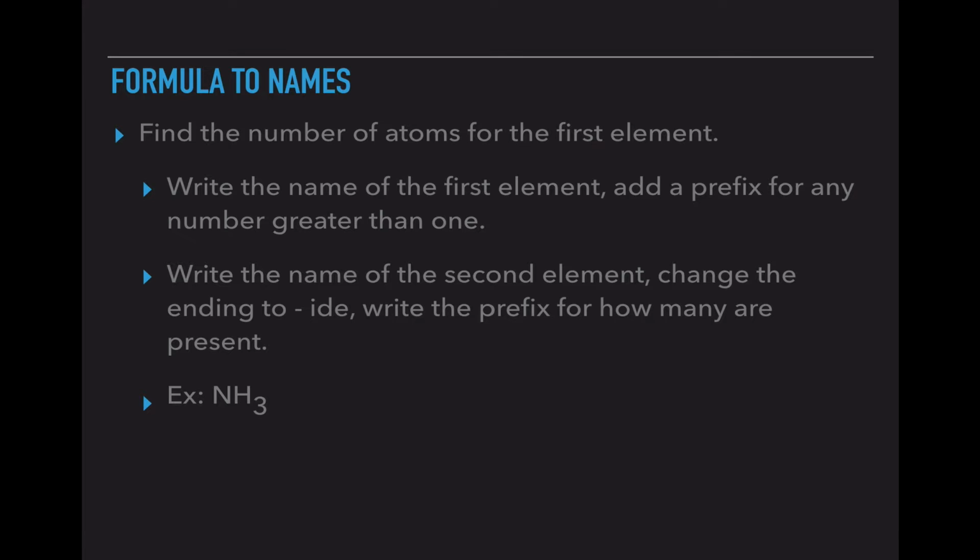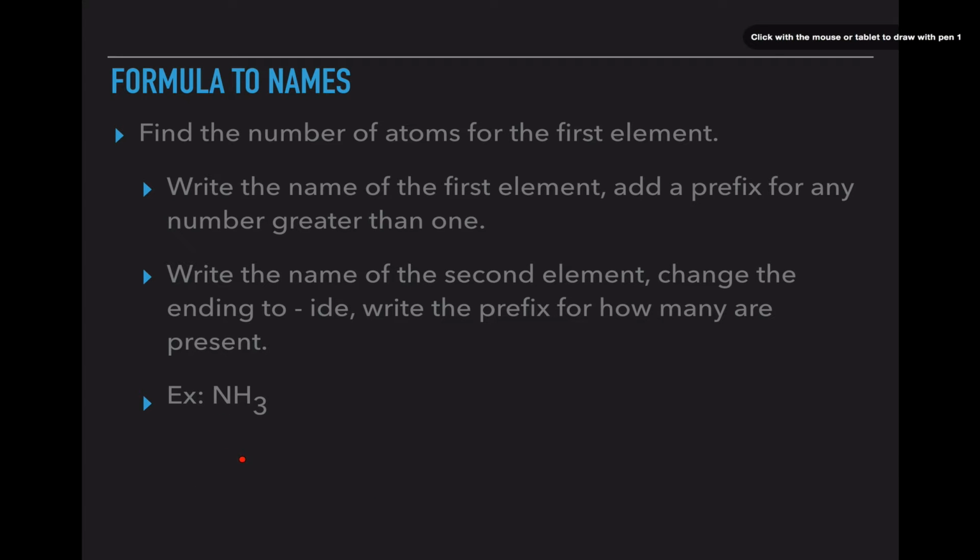Now if we go formulas to names without doing the drawings, you have to find the number of atoms for the first element, write the name with no changes except adding a prefix for any number greater than 1. Write the name of the second element, change the ending to IDE, and then add the prefix. And remember, the second element uses a prefix every single time.